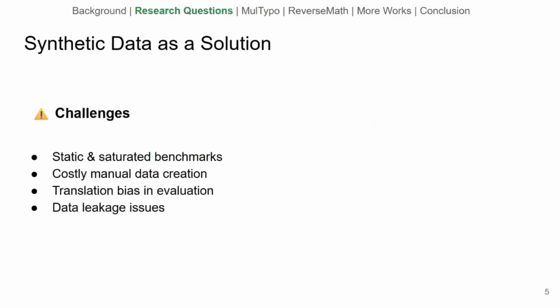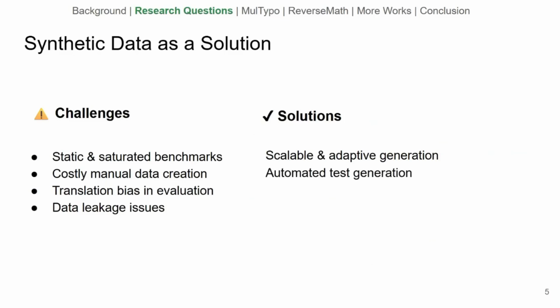Synthetic data could be a good solution to these questions. For instance, for static and saturated benchmarks, once we have developed a synthetic data framework, we can generate as much data as we want automatically. Because it's generated by LLMs or by some rule-based algorithm, it does not need any human effort, which also avoids expensive human annotation. LLMs themselves also have very strong multilingual generation capabilities. We do not need to first have English and then do machine translation. By avoiding machine translation, we also avoid the potential bias it could introduce.